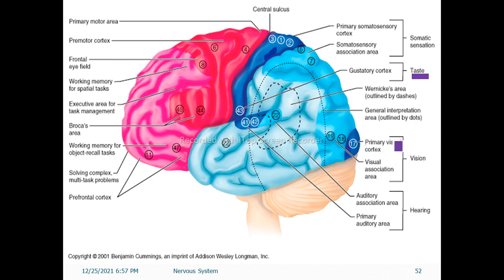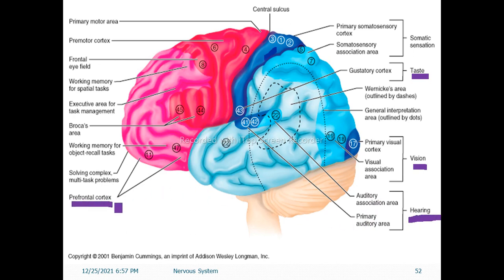Area 17 is known as the primary visual cortex. This is important for vision, and areas 19 and 18 are known as the visual association area. So these areas are important for vision. The other is the auditory association area. This is the auditory association area. The other is this one. This area is known as the primary auditory area. So the primary auditory area and auditory association area are used for hearing.